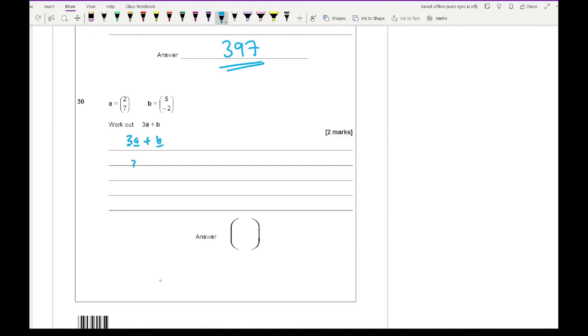So I've got 3 lots of (2, 7) plus (5, -2). Now if I just work that out, 3 times 2 is 6, 3 times 7 is 21. And I add that to (5, -2), so 6 plus 5 is 11, and 21 plus minus 2 is going to give me 19. And there is my final vector.